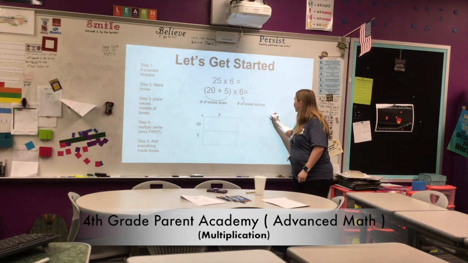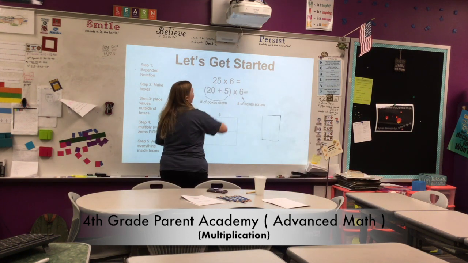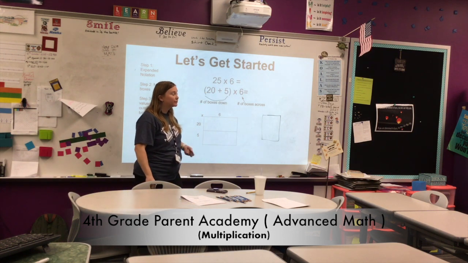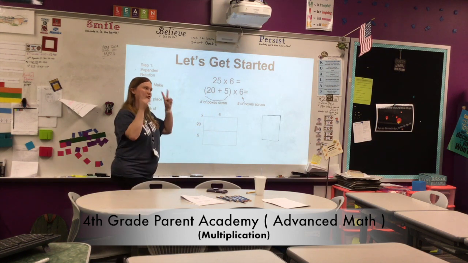All right, since we're going to do area model, we're going to draw a box. Okay, and I'm going to think about my numbers. I had 25 and I have 6. Hopefully I know my 6 times tables, and if not, at this point, we allow them to use what we call a star chart.